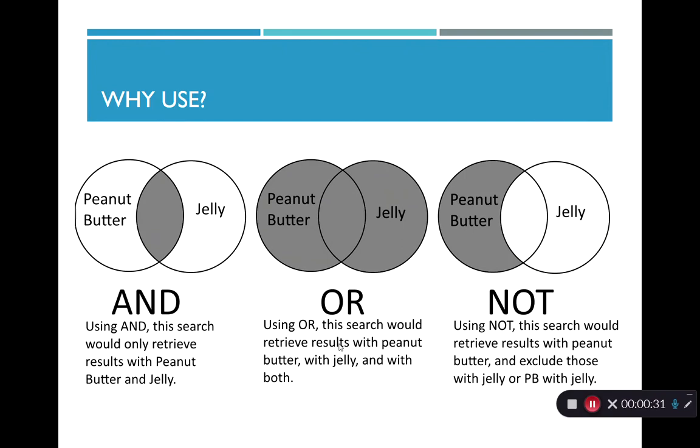Terms and connector searching retrieves information based on relationships among words in a document that you specify. For example, you could say, give me all the documents that have both peanut butter and jelly in them, and you can see from the Venn diagram how the overlap occurs. Alternatively, you could say, give me documents with either peanut butter or jelly, and you could see that you get a much broader universe of documents. And then finally, you could require documents with the term peanut butter, but not the term jelly.